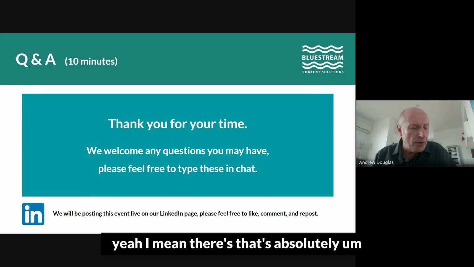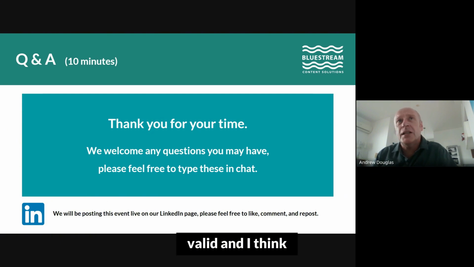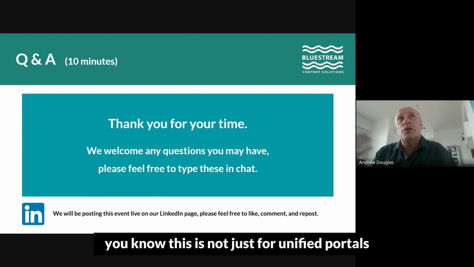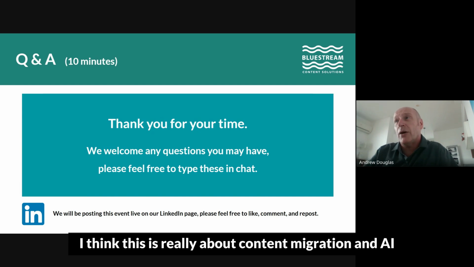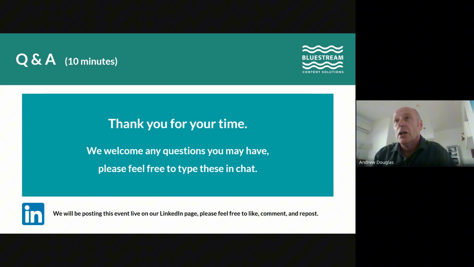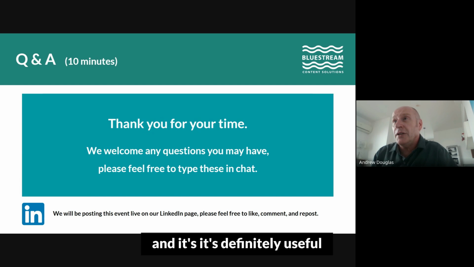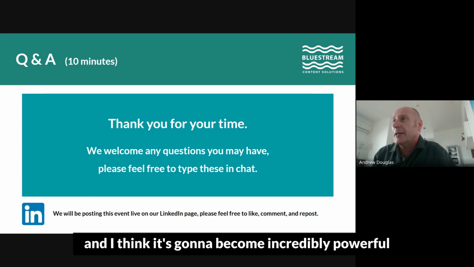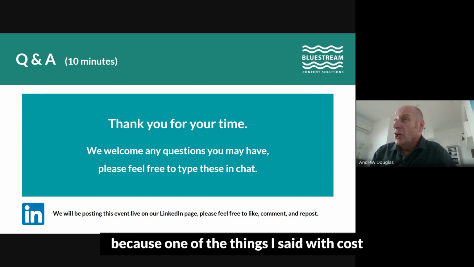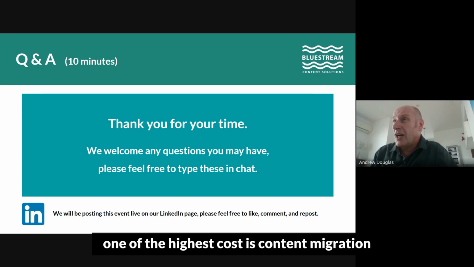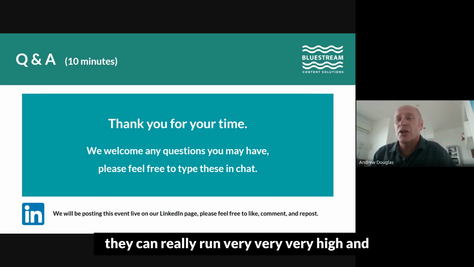Yeah, I mean, that's absolutely valid. And I think this is not just for unified portals. I think this is really about content migration and AI. And it's definitely useful. And I think it's going to become incredibly powerful, because one of the things I said was cost. One of the highest costs is content migration. They can really run very, very high.